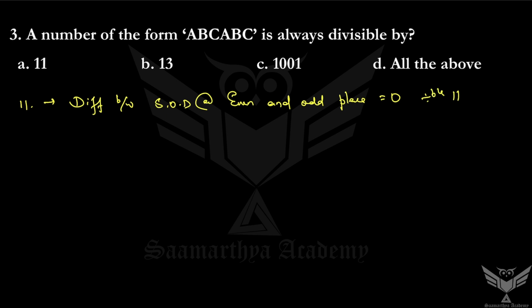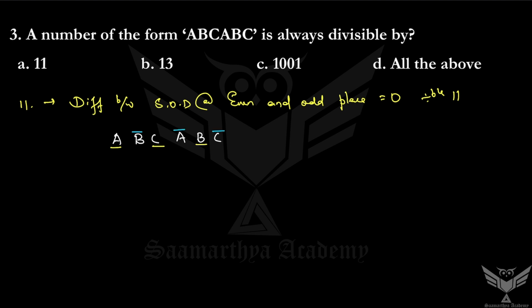What is the meaning of that? Now take the number itself, A, B, C, A, B, C. This is a 6-digit number. So what are the digits at odd places? This is first, third, fifth. And this is second, fourth, and sixth.